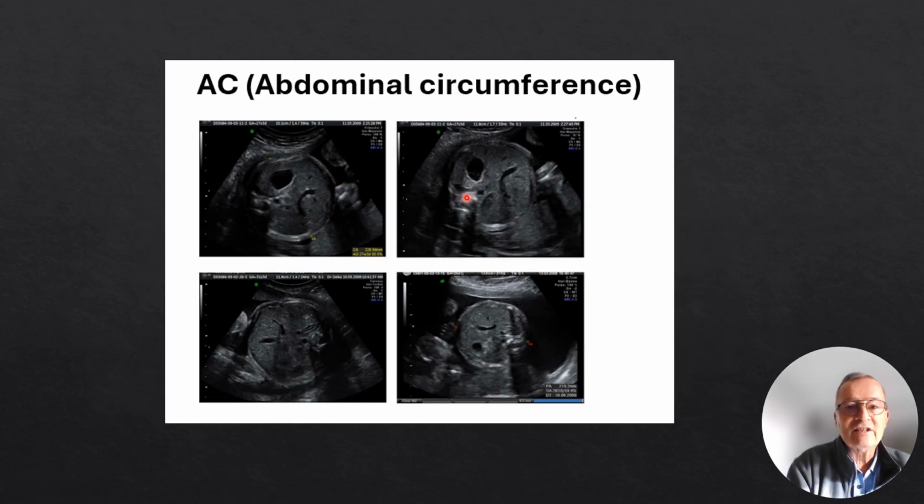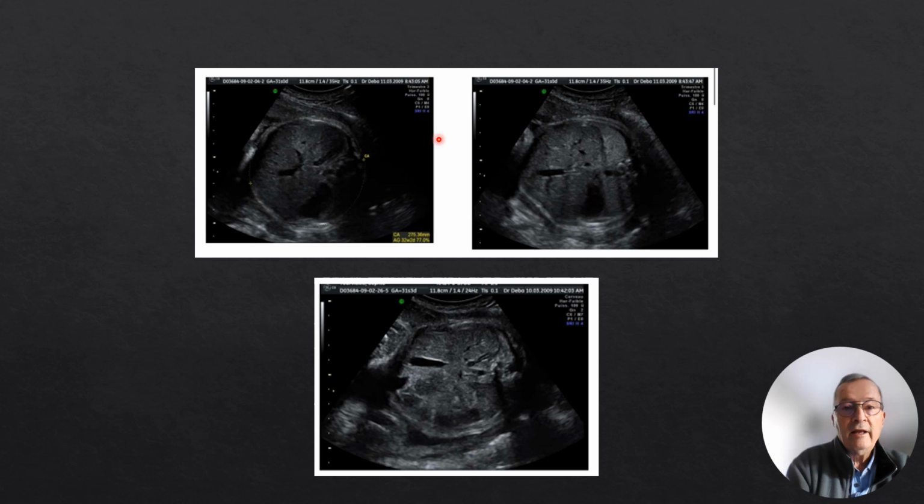Here are four satisfactory images of the abdominal circumference. We can see in each one the landmarks, the stomach and the portal sinus. The calipers are well positioned, and the image occupies more than 75% of the screen. In these three images, the cutting plane is too oblique from the back to the bottom. The cutting plane is therefore not suitable for an accurate measurement.